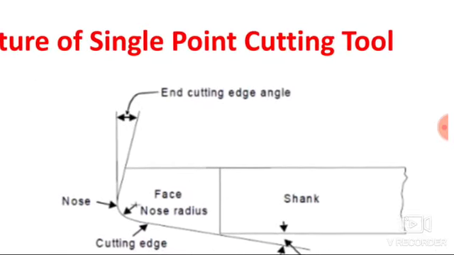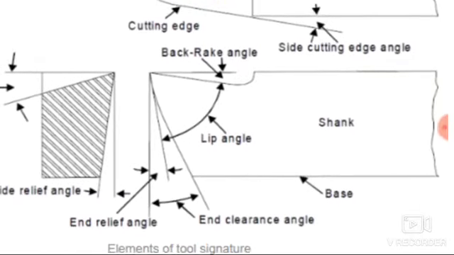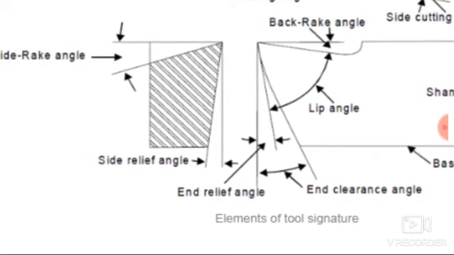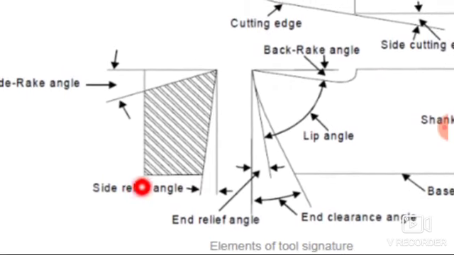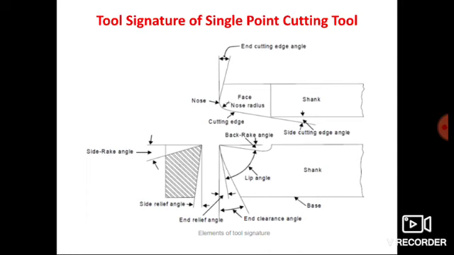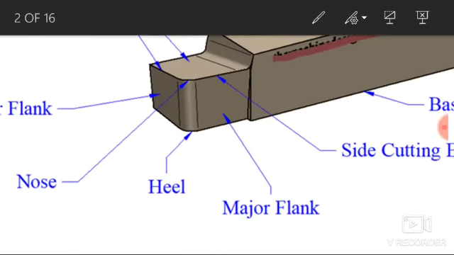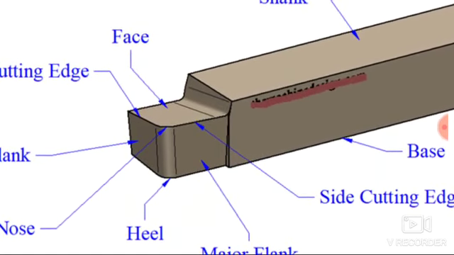Now we will discuss the next angle, that is the side relief angle. Here you can see the side relief angle. For getting the side relief angle, again you can see the side view of the cutting tool. So again we will look at the 3D CAD model, the isometric view of the cutting tool. Now this is the isometric view, and in the next slide, the orthographic view.